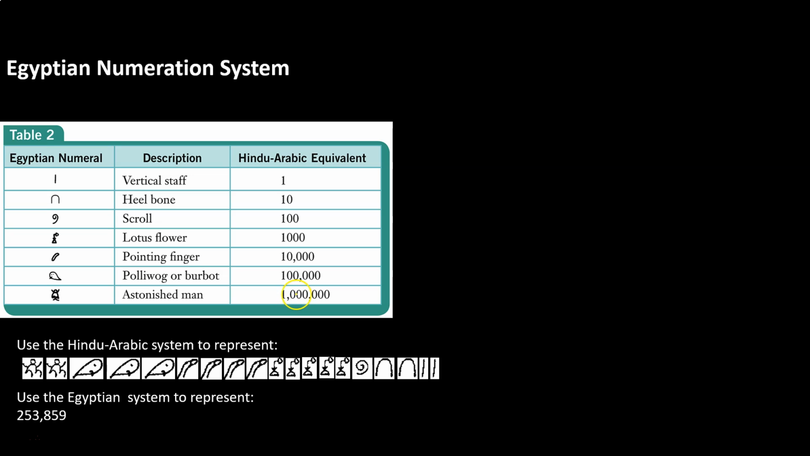Now, of course, Egyptians need to represent numbers that are not these perfect multiples of 10. So what they would do is use multiple of each numeral and combine them together to represent a larger number. For example, down at the bottom of the screen, I have a number which is in the Egyptian numeration system. And the symbols look a little bit different than what we have in the table, but we can tell that the first 2 are astonished man, which means I have 2 things that represent 1,000,000. So the 2 astonished men represent 2,000,000.